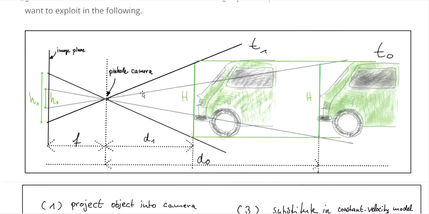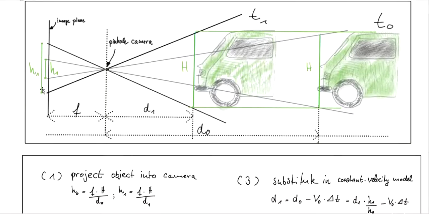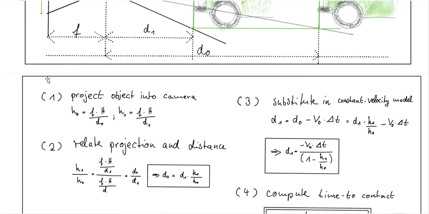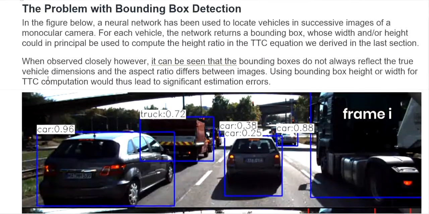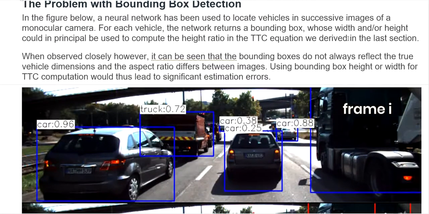Different from lidar, which relies on D0 and D1, the camera right now uses the change of the ratio between the height of the image picture right here. So the problem with the bounding box: we use the neural network, right? You detect the car right here. The neural network has been used to locate the vehicle in successive images of the mono camera, right?